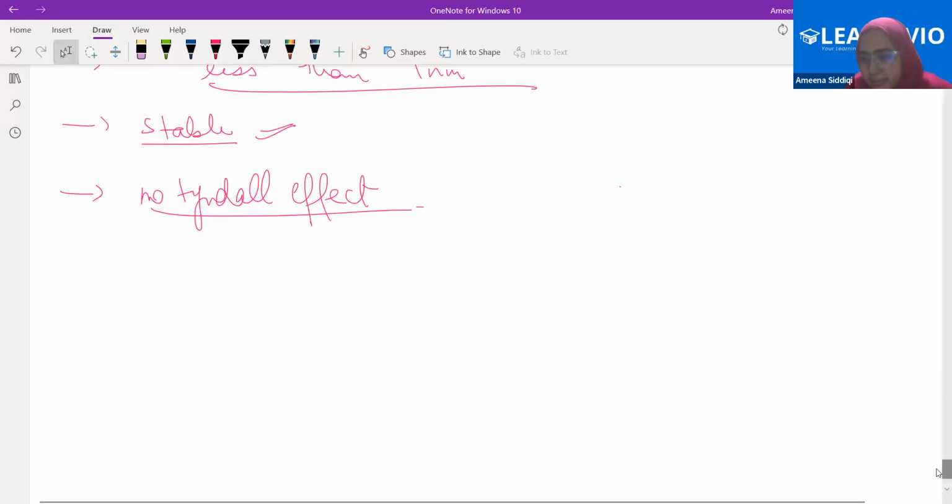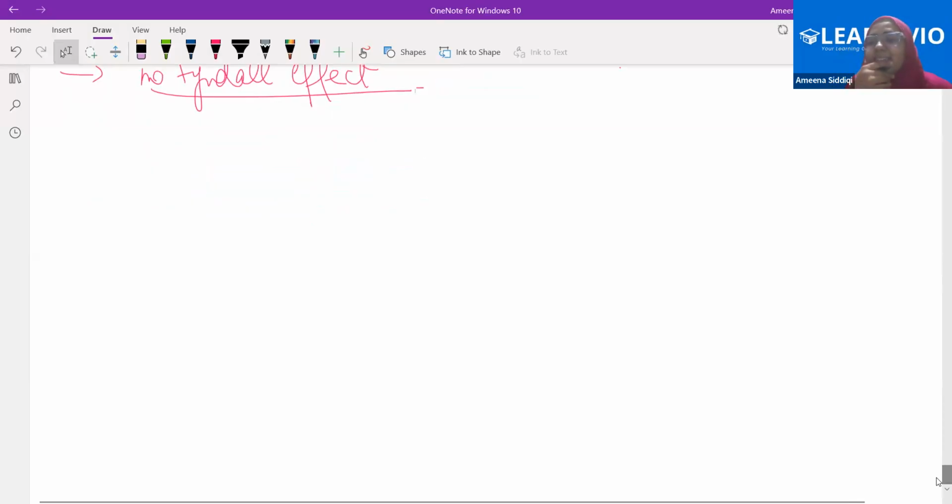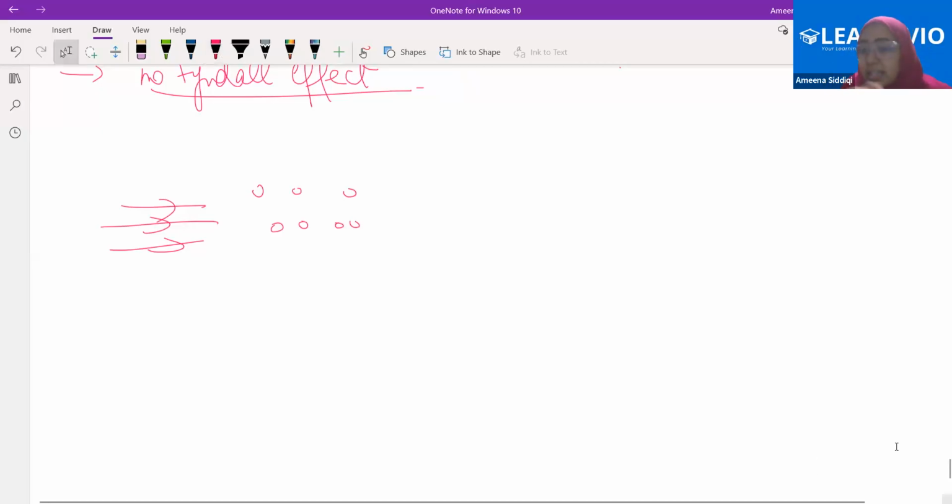What is Tyndall effect? Any idea? No, ma'am. I don't know what that means. These are the particles, okay? These are the rays of light. What happens if the rays of light are able to pass through the particles and then scatter the light? The light is scattered. That process is called as Tyndall effect.